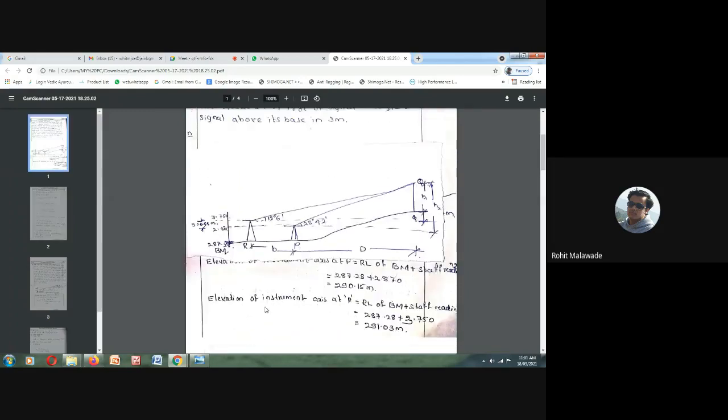Now, if we want S cot alpha 2, why do we want S cot alpha 2? Our formula says if we want to measure this particular distance, we will be using the formula D is equal to B plus S cot alpha 2 divided by tan alpha 1 minus tan alpha 2. So this particular formula we need to remember.